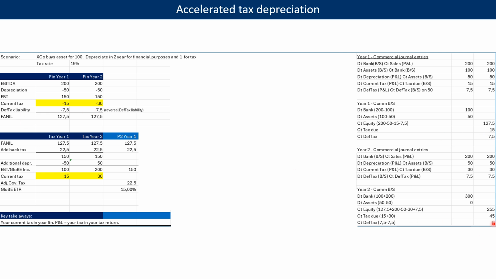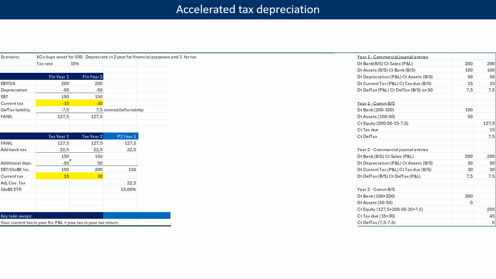And if you look at our equity over the years, we started with 127.5. Then we added another 200 in sales. We deducted 50 for depreciation. We deducted 30 for tax to pay, but we had an existing deferred tax liability of 7.5 already, so we can add that back. So then we end up with a total equity of 255 plus 45 gives you 300, and our balance sheet balances.